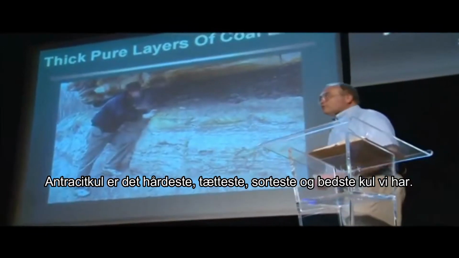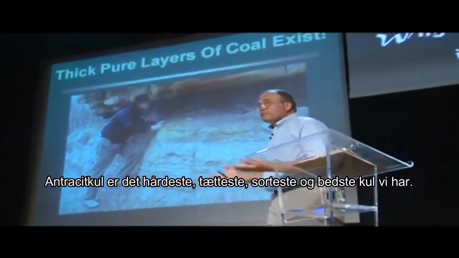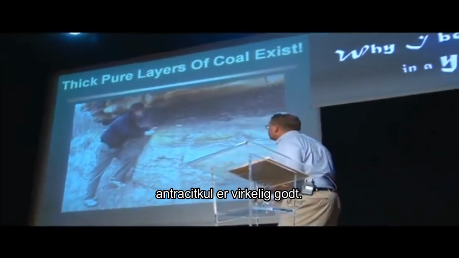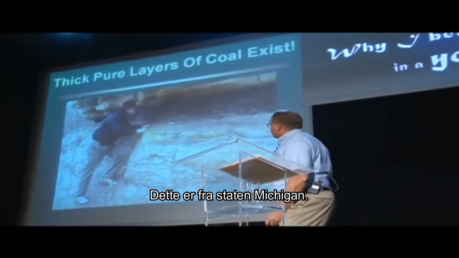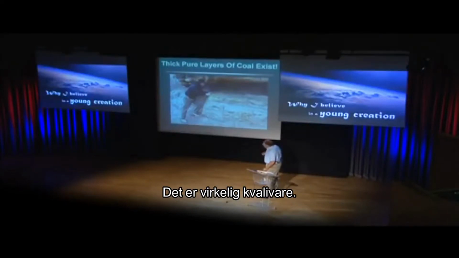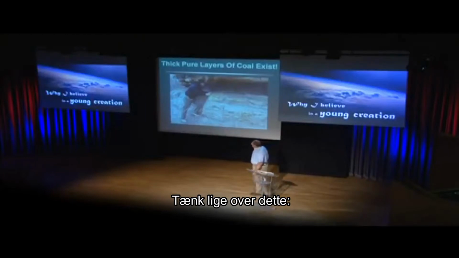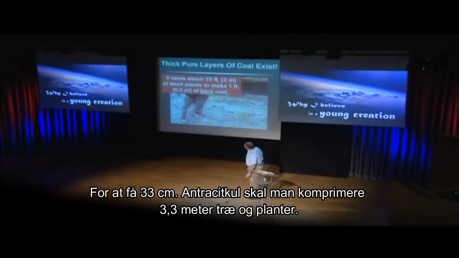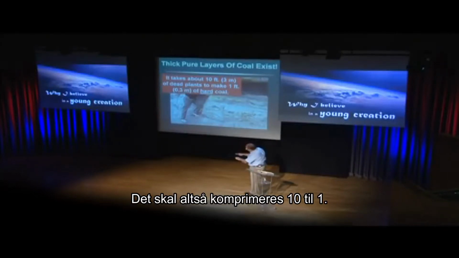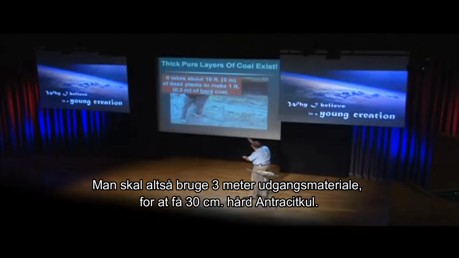Now, anthracite coal is the hardest, densest, blackest, bestest coal there is. Anthracite coal is the really good stuff. Now, this comes from our state of Michigan. But this is about a 1.5 foot to 2 foot thick layer of pure anthracite coal, the really good stuff. Now, let's think. To get anthracite coal, you have to have a 10-foot thick layer of plant and wood deposits compressed down to 10 to 1. Okay, so it takes 10 feet of material compressed to 1 foot to get hard anthracite coal.